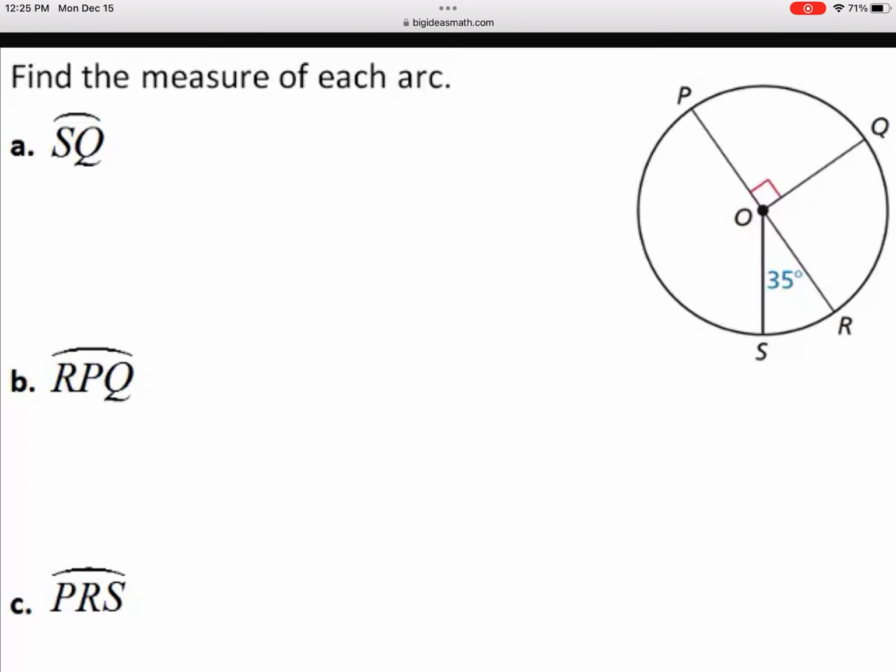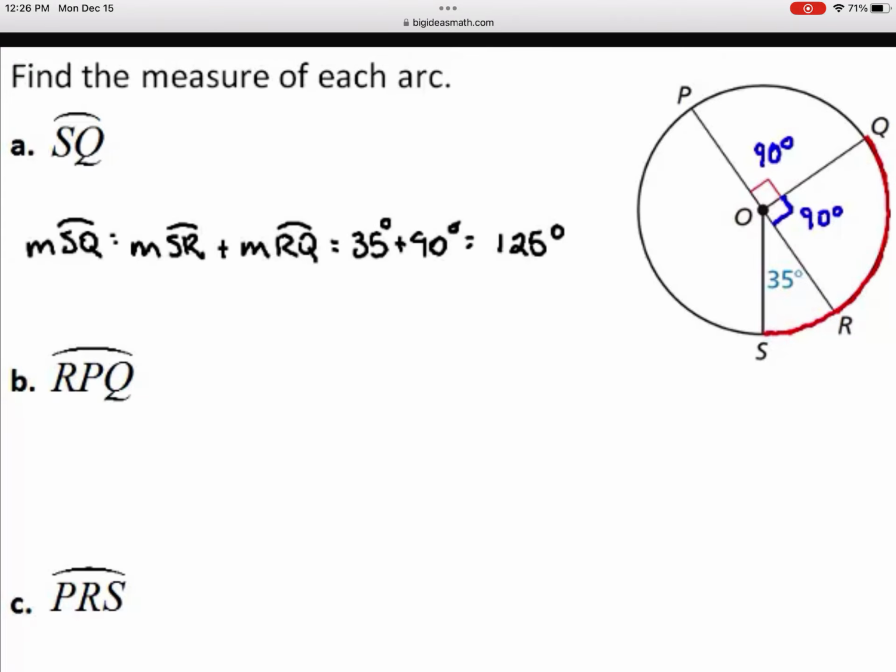Find the measure of each arc. Part A. Arc SQ. While looking at the diagram, you are given that the measure of angle POQ is 90 degrees, which then means that the measure of angle QOR is 90 degrees as well.